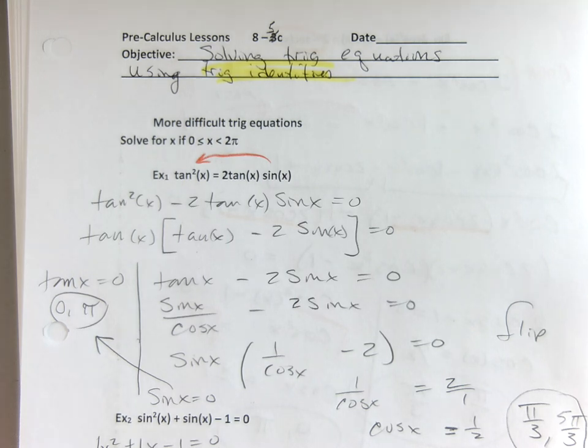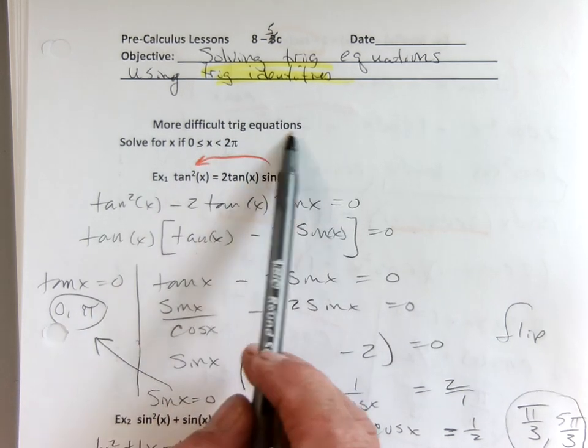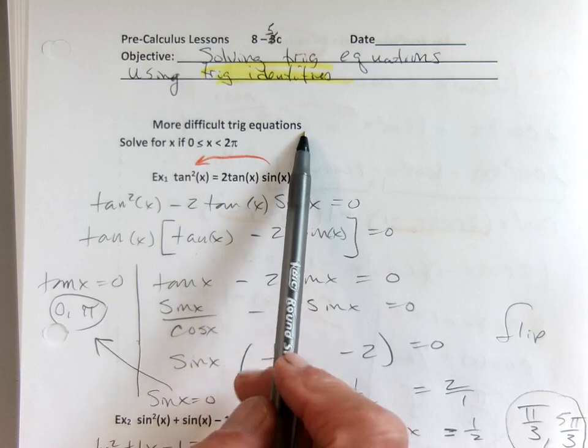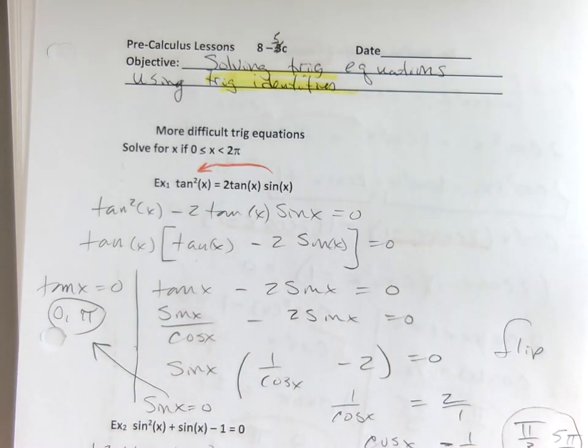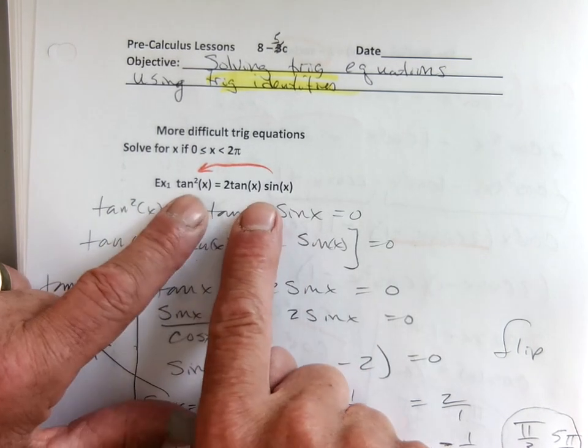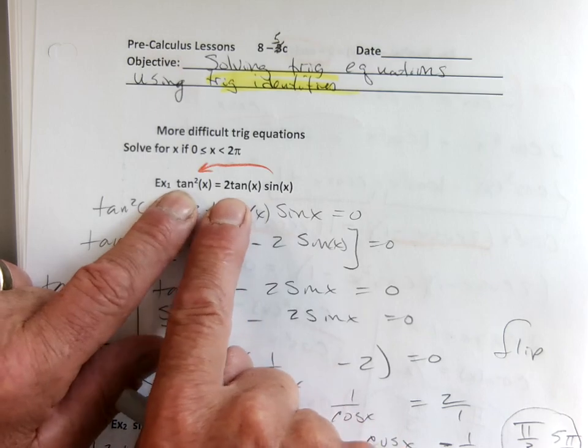Okay, let's look at lesson 8.5c. Now, these are the harder trig equations, so these take a lot of tricks, everything from identities to the unit circle, including our reference angle charts. What I did first on example 1 is, if you divide by tangent, you're going to lose an answer.